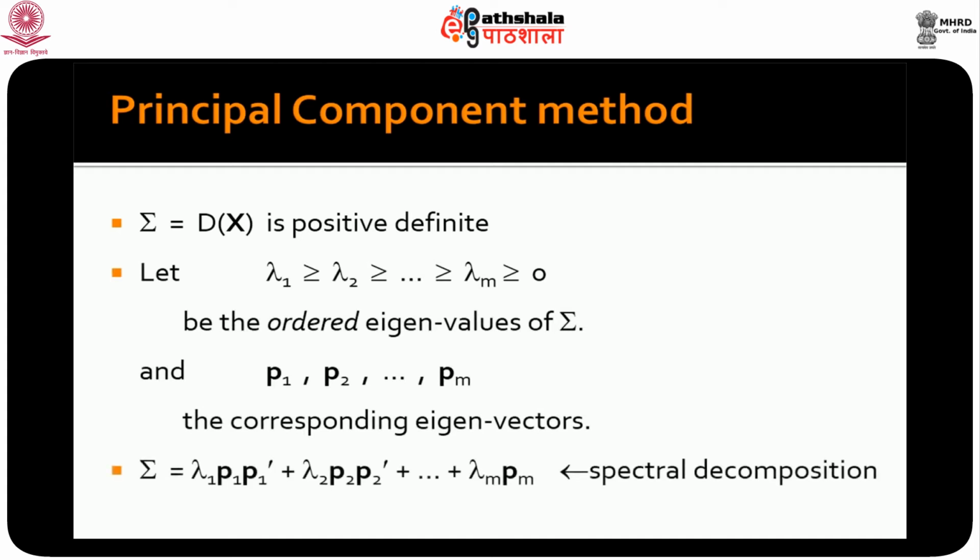Now, you know that if sigma is a positive definite matrix with eigenvalues lambda 1, lambda 2, up to lambda p, all positive because it is a positive definite matrix, and with these eigenvalues ordered in the sense that lambda 1 is greater than lambda 2 is greater than lambda 3 and so on and so forth, then we can write sigma as lambda 1 into p1 prime plus lambda 2 into p2 prime plus up to lambda m into pm prime.